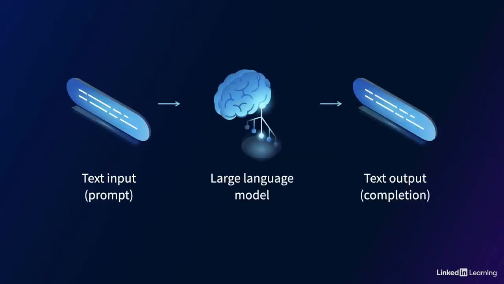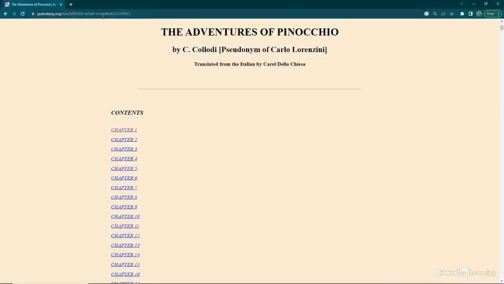Well, we can interact with them with plain English text, often called a prompt, and the large language model will respond with text known as the completion or the output. Now, sometimes you won't get the output you expect, so you can change the prompt and you might get another and hopefully better answer. Now, let me illustrate working with a large language model with a simple example.